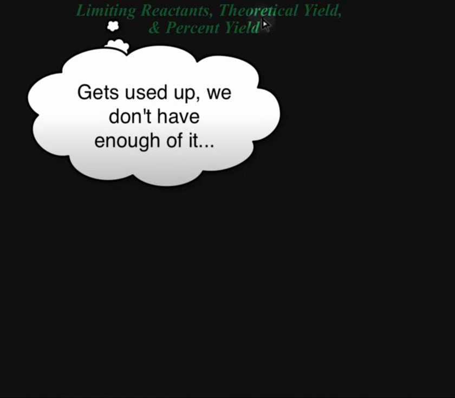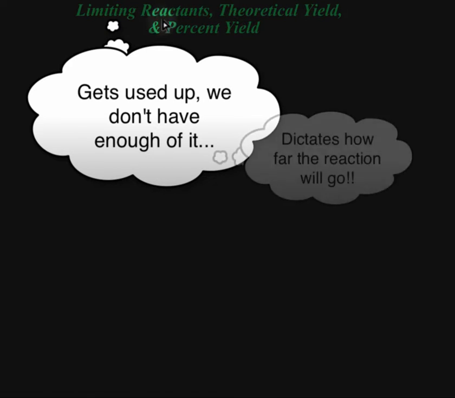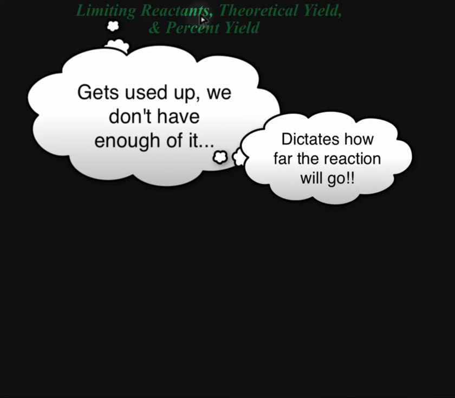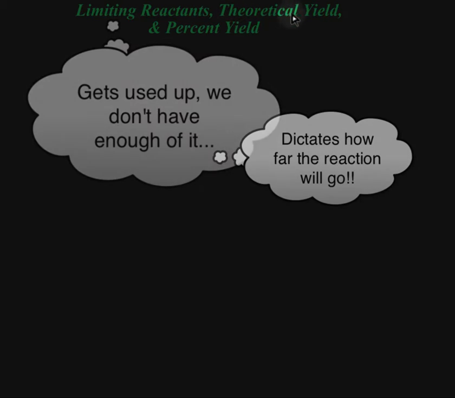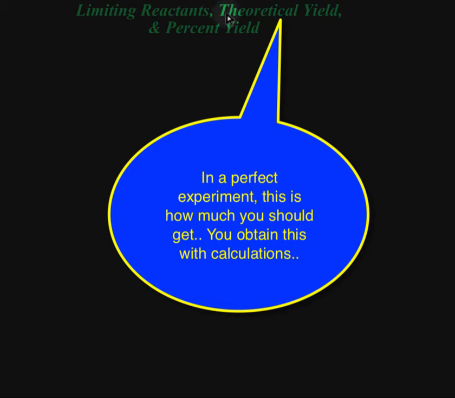Today we're going to be looking at limiting reactants, theoretical yield, and percent yield. These are topics that are all interrelated. You need to figure out what the limiting reactant is in your equation. Sometimes you might hear limiting reagent, same thing. Then once you figure out which one's limiting, that will help you calculate your theoretical yield. And that's going to be, if everything went perfect in your experiment, that's how much you should get. You're going to use something called molar ratios to do that.